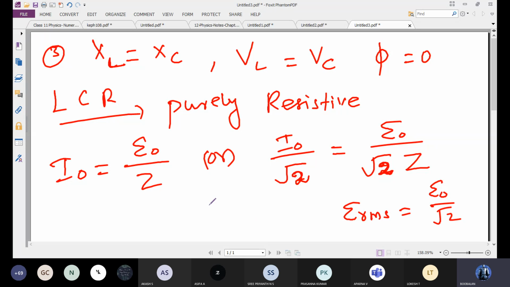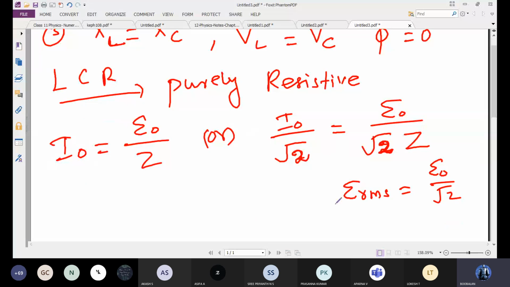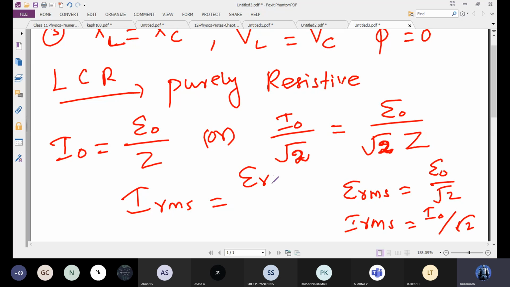So that you will get I naught by root 2, it is I RMS. I RMS is equal to E RMS divided by Z. Please take notes.